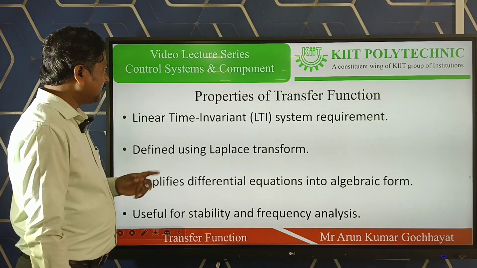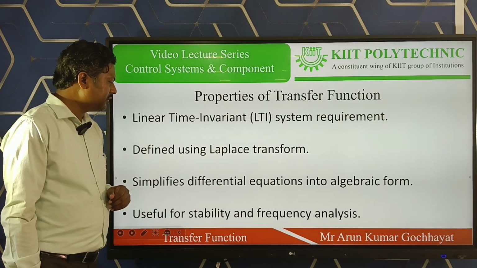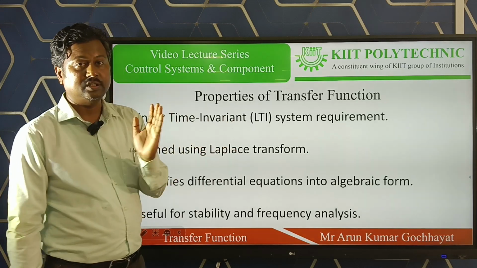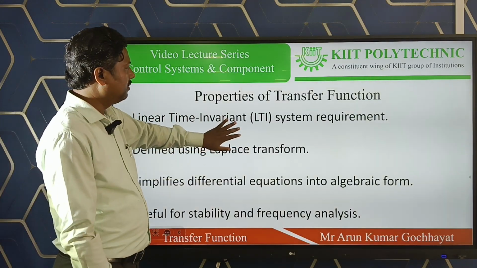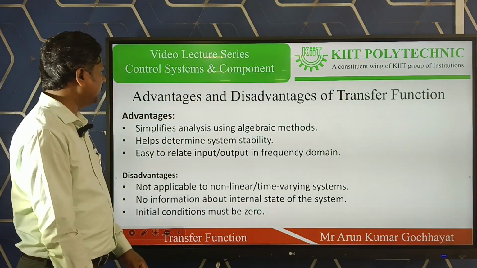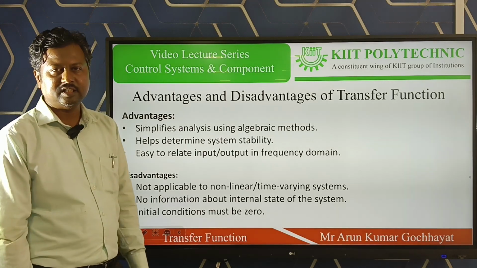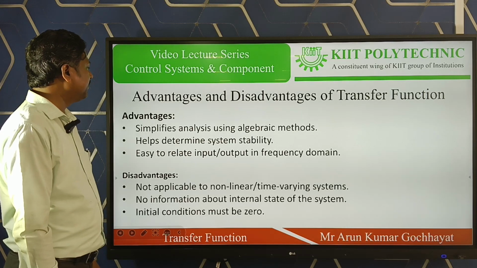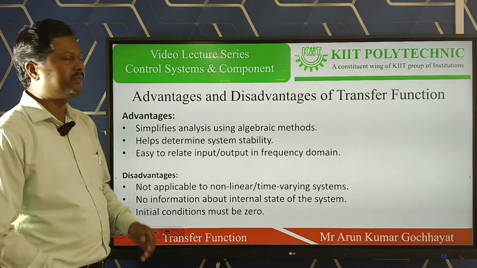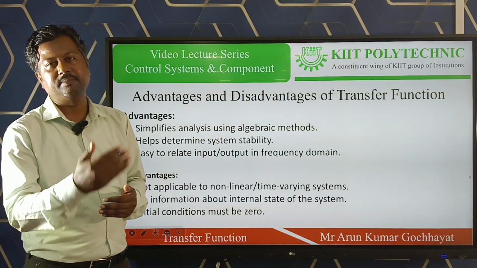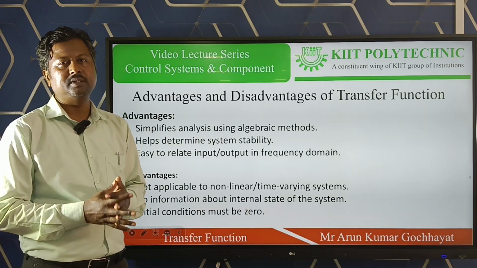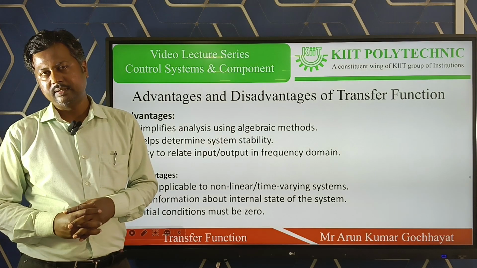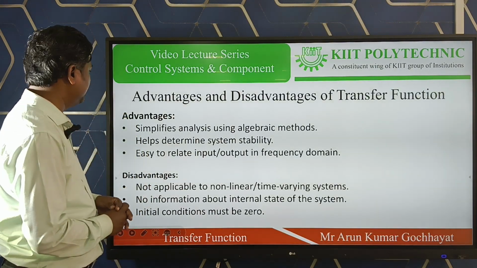So another property of the transfer function is that it is also useful for stability and frequency analysis of a control system, whether the system is stable or not. That is called stability analysis. Advantages and disadvantages: various advantages are there. The first advantage is that it simplifies analysis using algebraic methods, as the transfer function is represented in algebraic sum manner. So it is very easy to simplify the expressions.